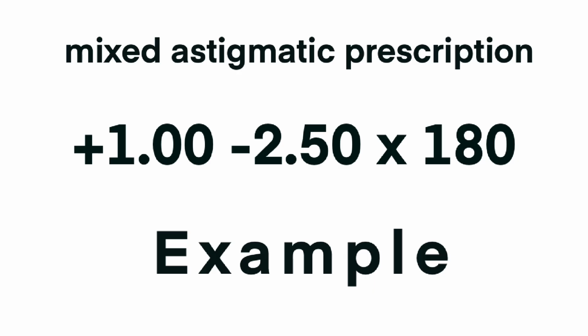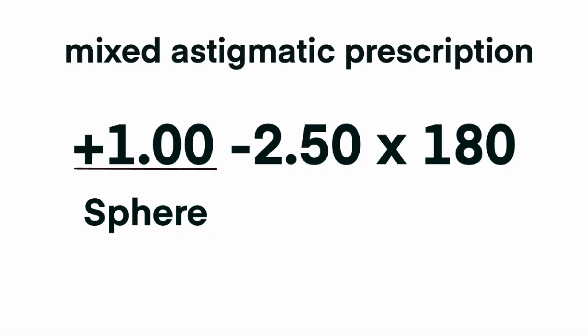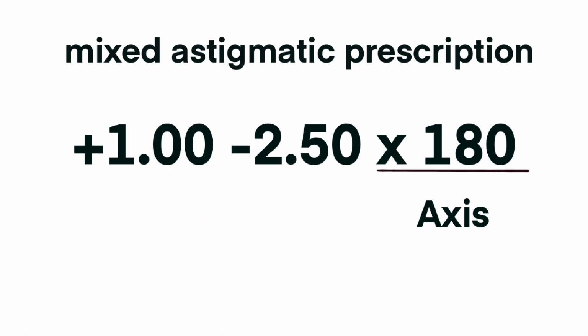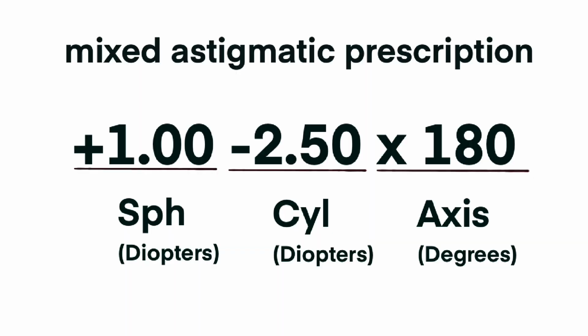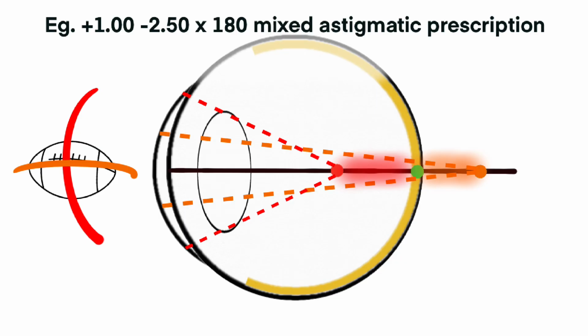An example would be +1, -2.50 at axis 180. This is an astigmatic or toric prescription. It is composed of 3 numbers: sphere, cylinder, and axis. The unit of measurement for this sphere is in diopters as well as for the cylinder, and the axis is measured in degrees. Now let's talk about applying this power to our model to get a visual.